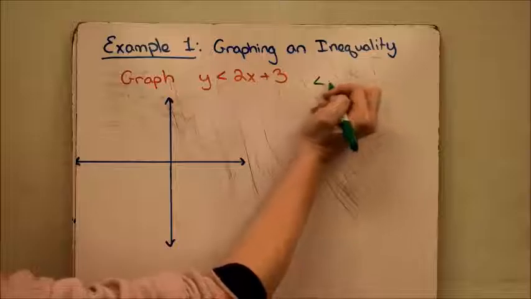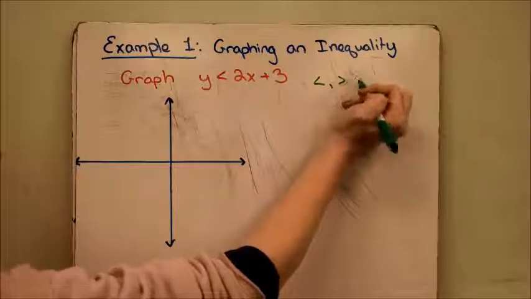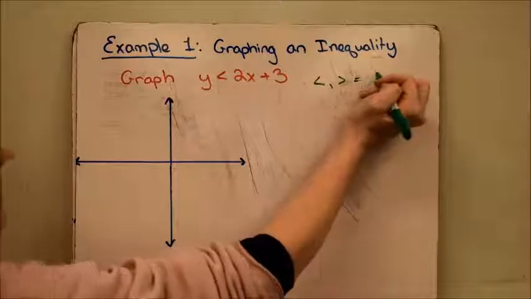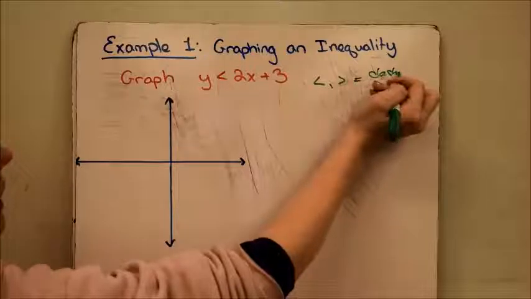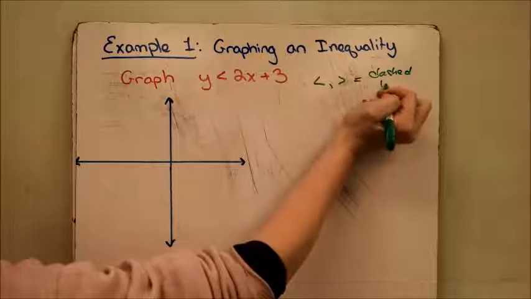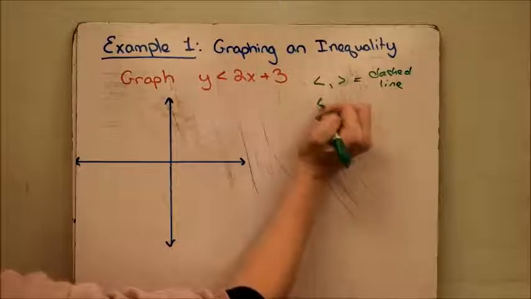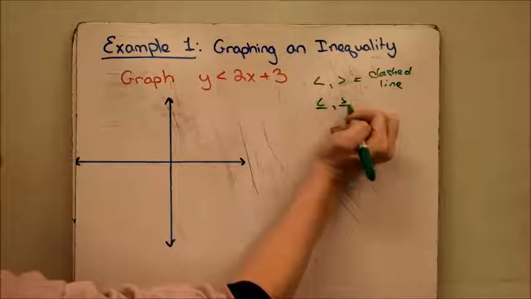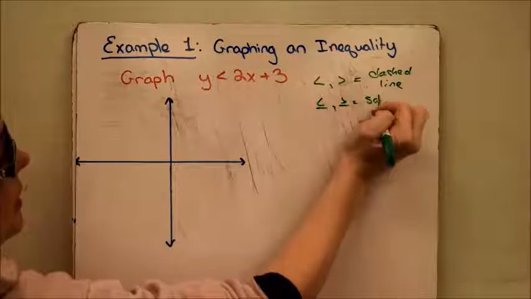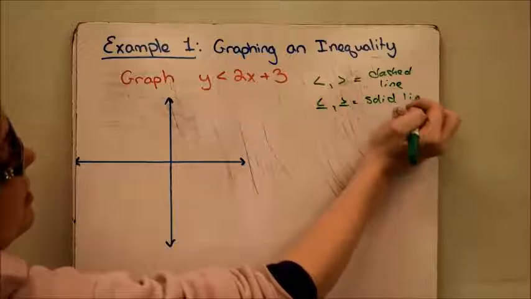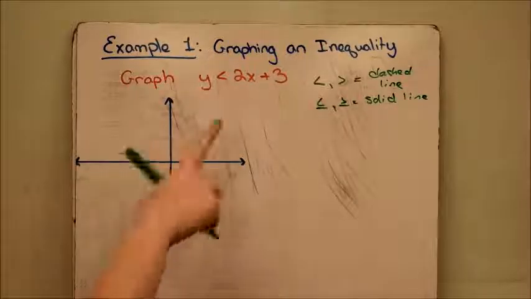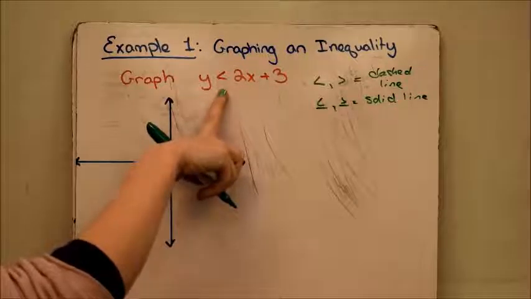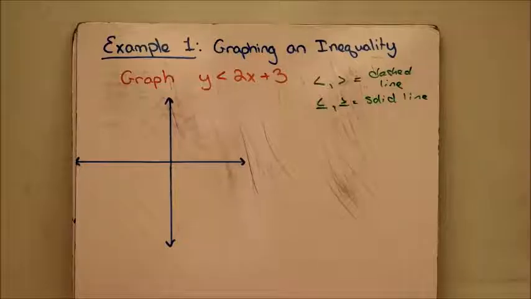If your sign is less than or greater than, it's going to be a dashed line because it doesn't include the points on that line. If it's less than or equal to or greater than or equal to, it's going to be a solid line. So just remember that. And you can see that this is going to be a dashed line right here.